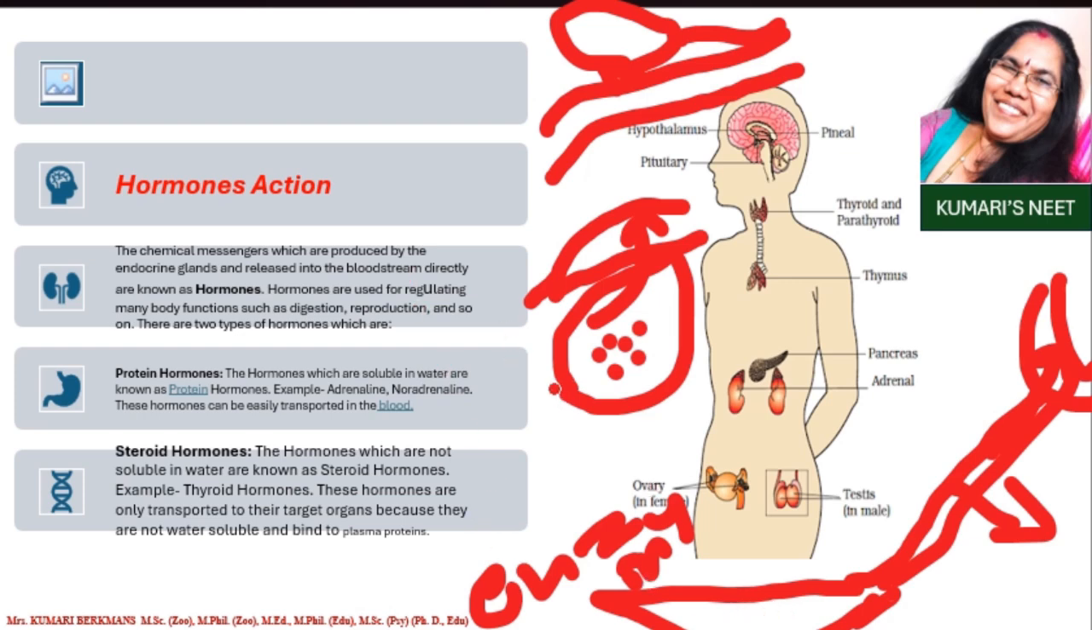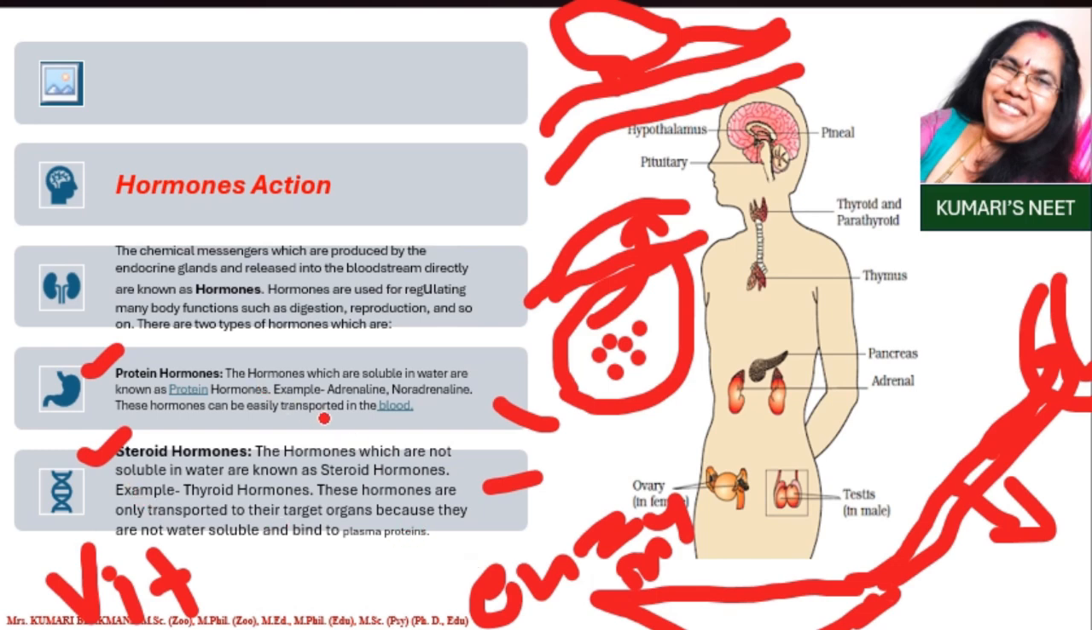And hormones are of two types. One is protein hormone and the other is steroid hormone. So what is protein hormone? What is steroid hormone? Let us see. Just like water soluble vitamins and fat soluble vitamins we have studied already, the hormones are also of two types. Protein hormones are water soluble and steroid hormones are fat soluble. So this is the difference. Water soluble is called protein hormone, and fat soluble is called steroid hormone.